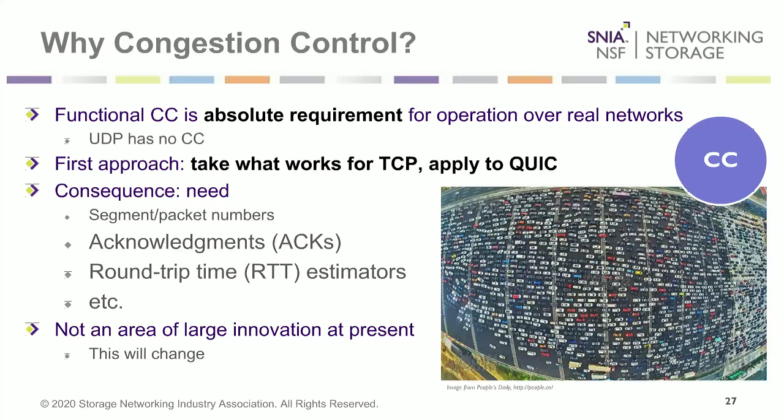So we're going to need a bunch of stuff from TCP. We need packet numbers. We need some acknowledgement that tells the sender that the packet got delivered. We need to estimate round trip time. So we're taking concepts that have originated with TCP and are proven to work, and we're going to just use them for QUIC. There's not a lot of innovation here, but I suspect this will change because with QUIC, the control information that drives the congestion control is actually encrypted end-to-end, so it's not visible by the network like it is with TCP, and so we can actually change it.